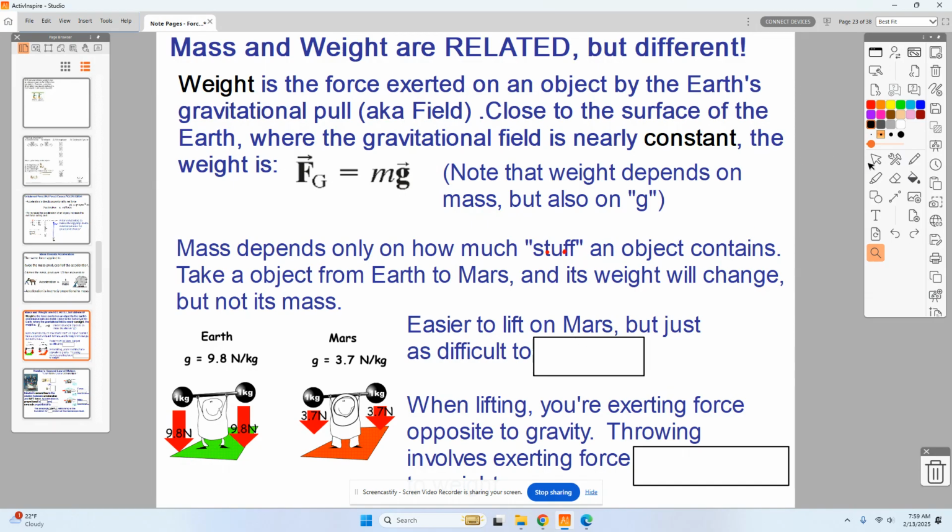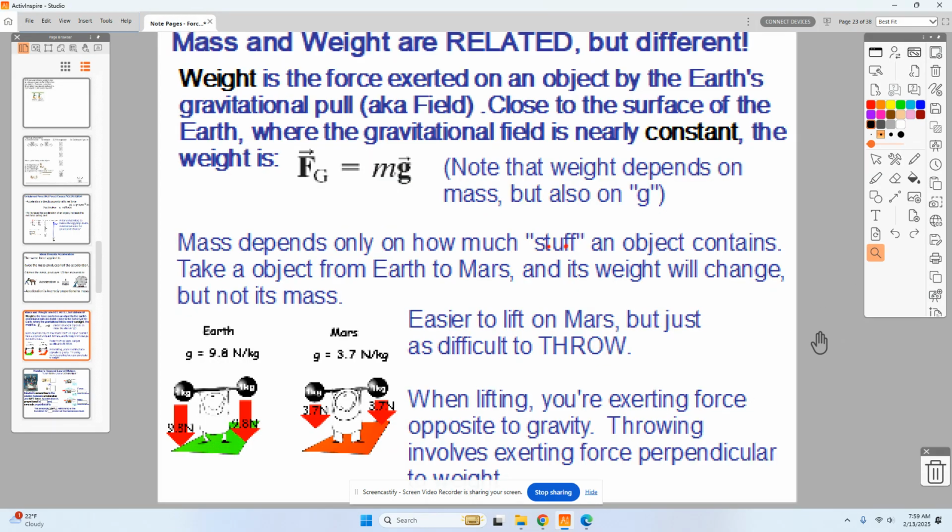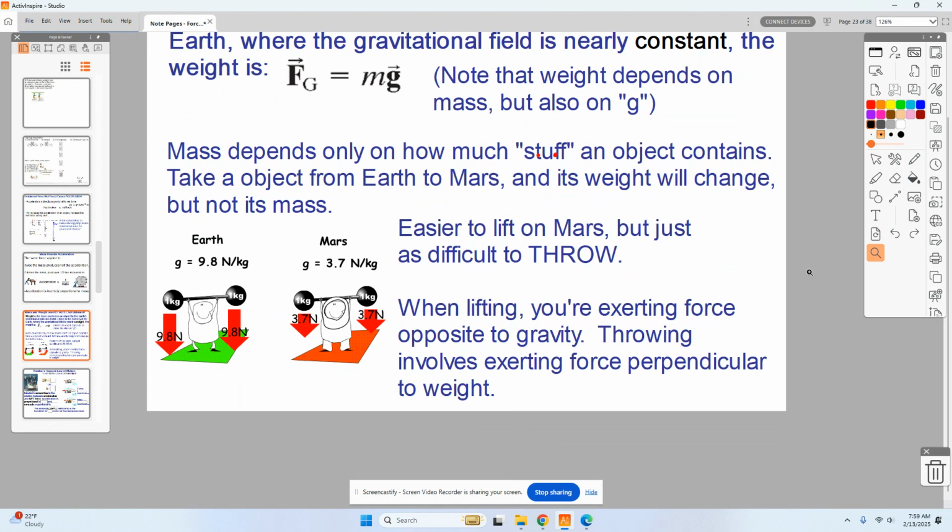Now, it would be easier to lift an object on Mars than it would be here on Earth, but it would be just as difficult to throw. The reason for that has to do with when you're throwing an object, you're working against the mass of the object, as opposed to the weight. When you're lifting something, it's more about the weight that you're having to work against. When you throw it, it presents some inertia. The inertia is related most to its mass. So when you're lifting an object, you're exerting a force against gravity. When you're throwing, the force that you're exerting is perpendicular to the weight, and so it doesn't really matter if it's weightless. It's got mass, and that's where the difficulty in throwing it would be.